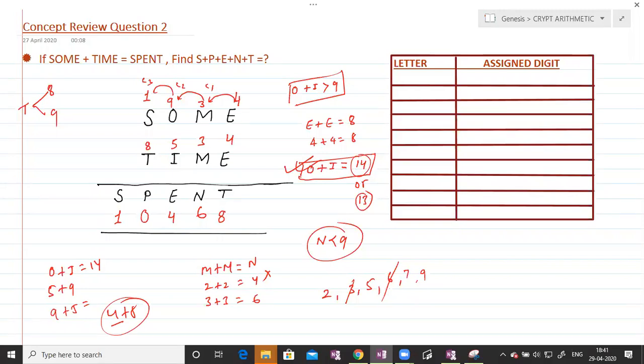Let's check it out. E plus E, 4 plus 4, 8. 3 plus 3, 6. 9 plus 5, 14, carry 1. 1 plus 8, 9. Carry 1, 10. Wonderful, right answer. So what is the answer? 1 plus 0 plus 4 plus 6 plus 8. The answer is 90.